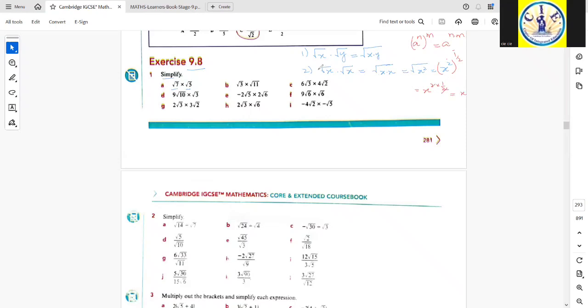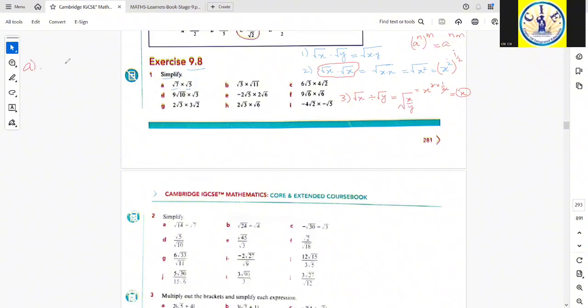So in short, the product of the radical of the same number yields the number x. And the third rule is, whenever you have two numbers under the radical sign that are being divided, we can combine them under the same radical sign, x divided by y. Okay, now with these rules, let me start part A.